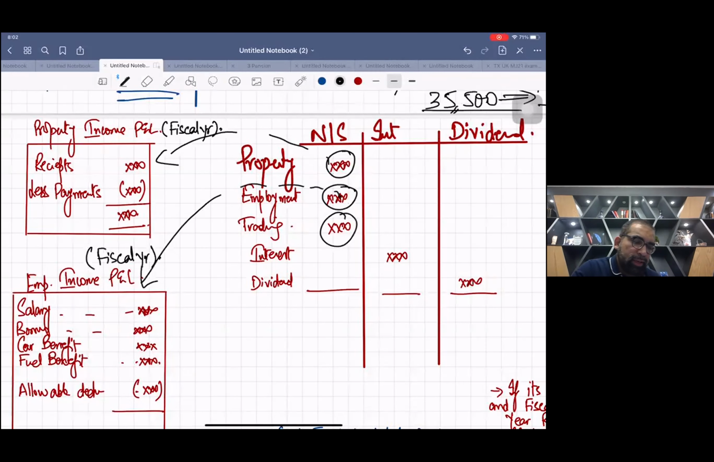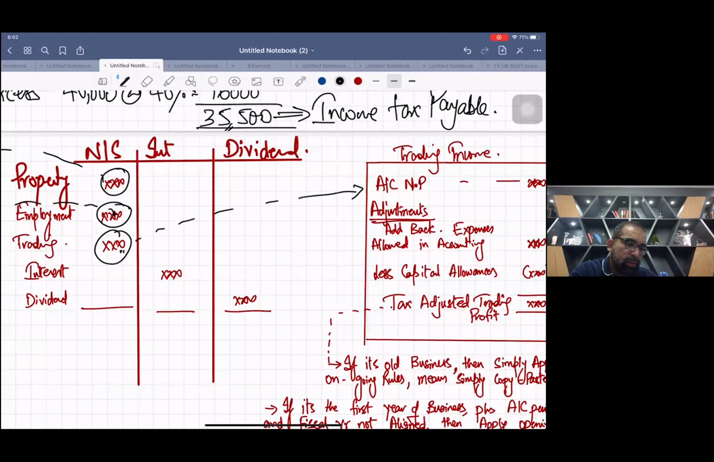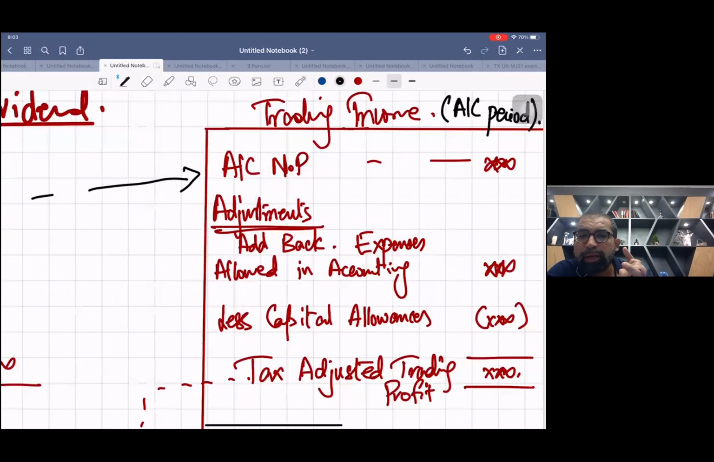If you click on trading income, you will go to this world, and this world is for accounting period. This whole calculation is done for accounting period. The trading income P&L is made for accounting period, not fiscal year. Keep this in your mind. For trading income, you have to do a full journey. What is that journey? Right from accounting net profit to tax adjusted trading profit.